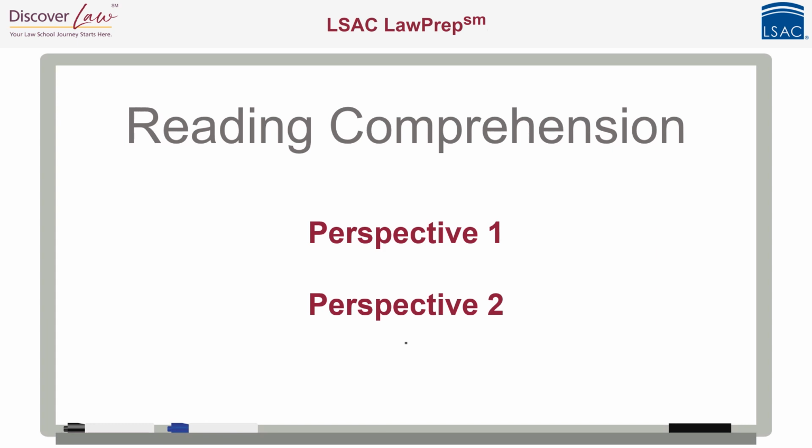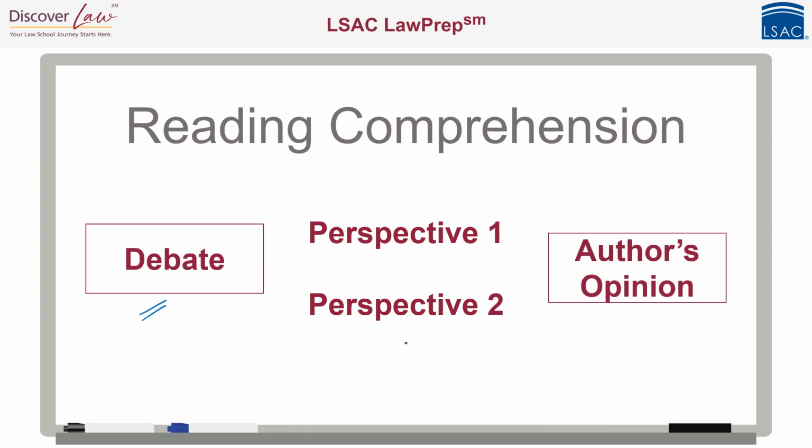Now here's a quick tip for reading comprehension that could help you identify structure. In many comprehension passages, you will find two perspectives over a debate, over a topic. And then you'd find that there's also the opinion of the author. Questions will generally test you on your ability to understand what the issue is, what the two perspectives are, and what the author's opinion is. Generally, the author sides with one of the two perspectives. Sometimes he might even take a third.